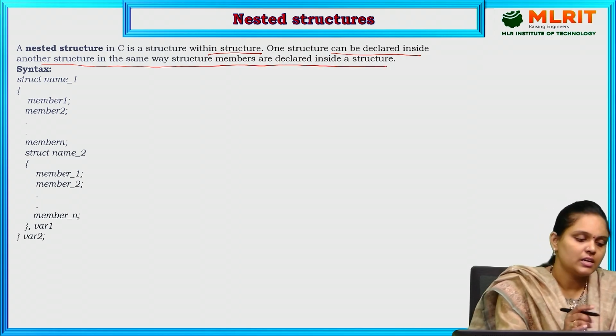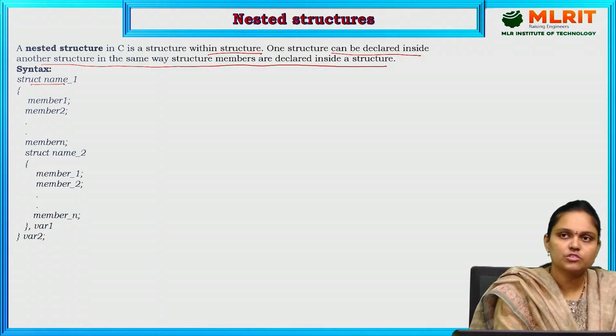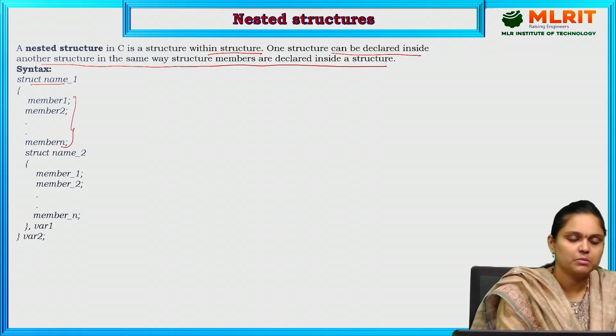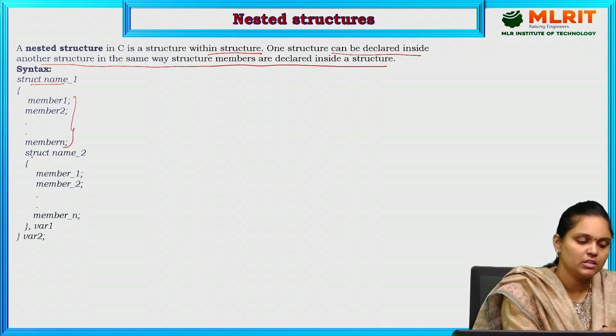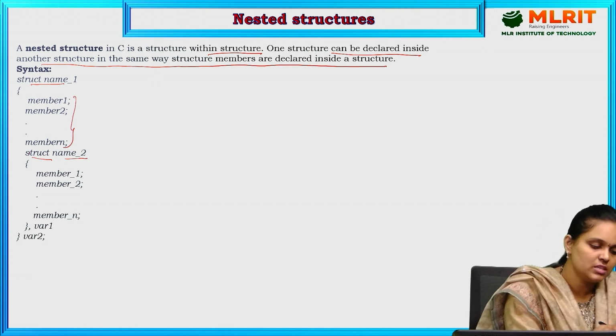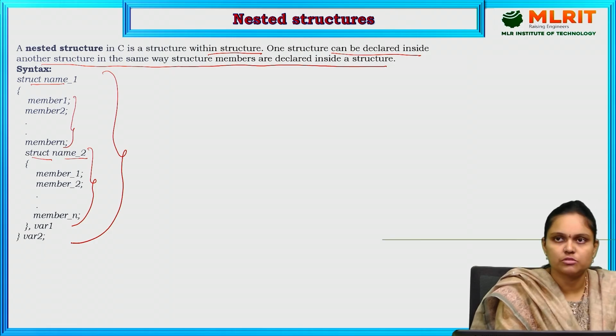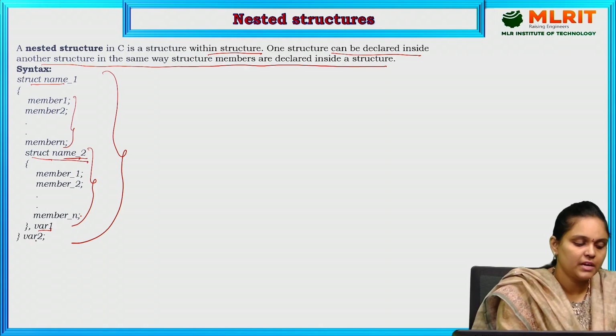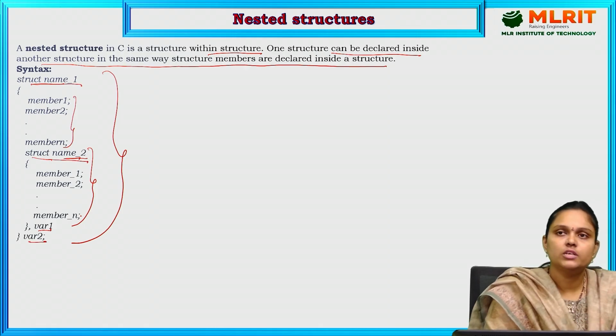So here is the syntax. See here the structure name, and these are the members that we are giving. You can give as many members as you want. And inside the same structure we are giving the second structure. This is the inner structure and this complete thing is the outer structure. These are all the variables: variable 1 is for the inner structure type, and variable 2 is for the outer structure variable.